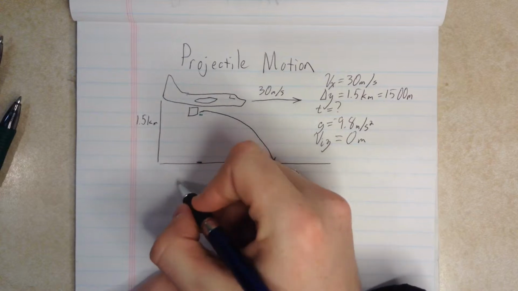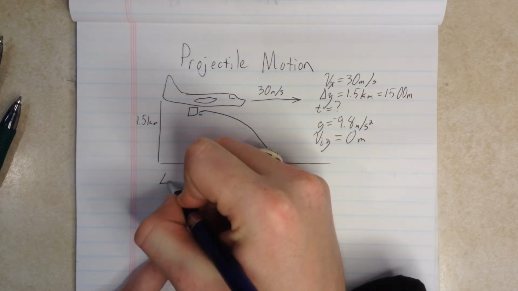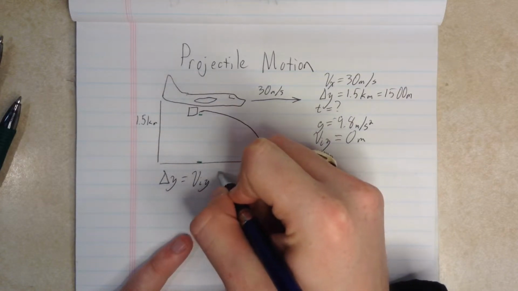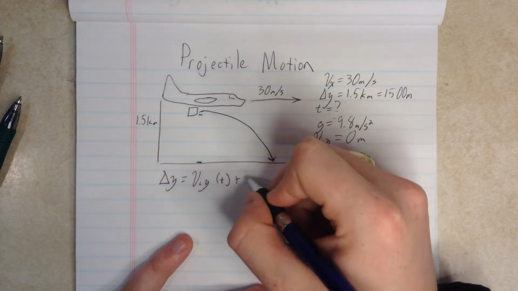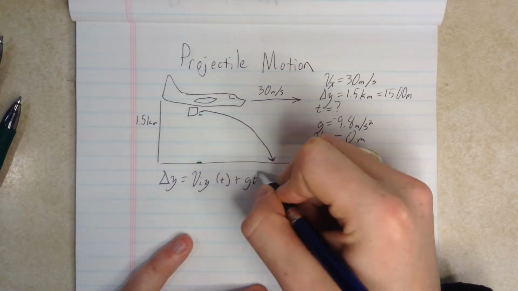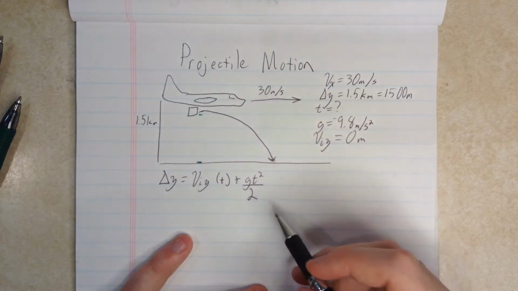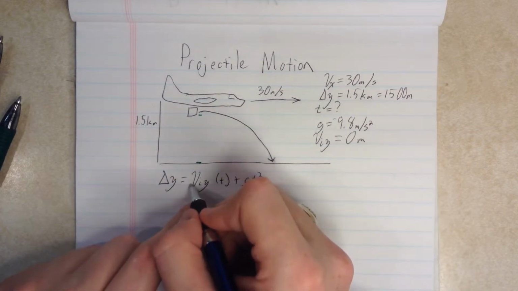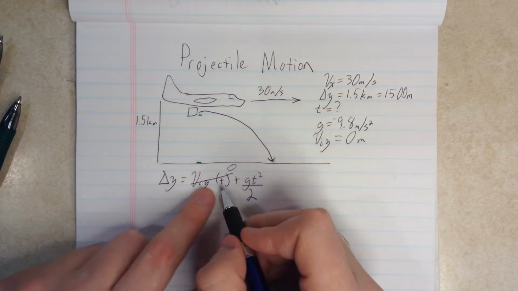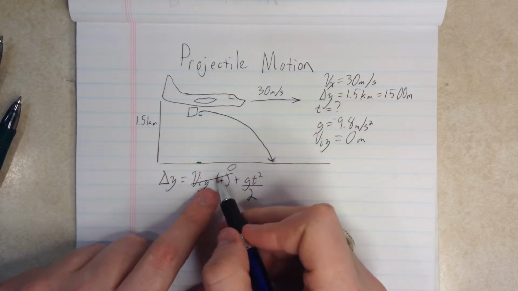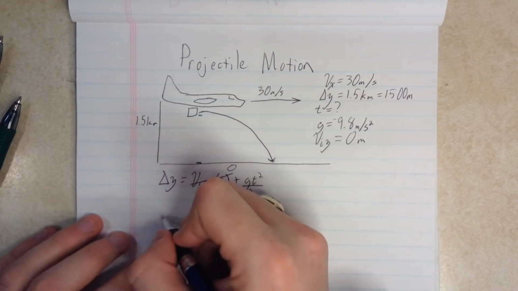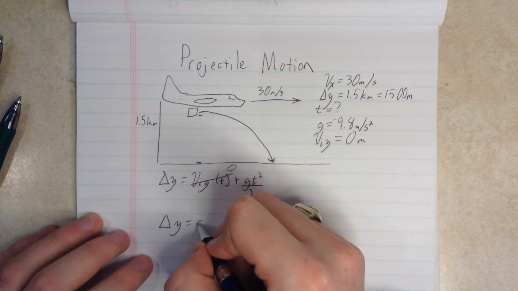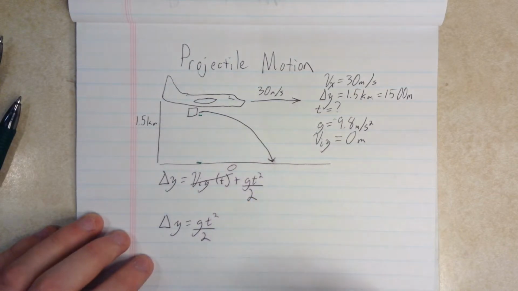So the next thing that we'll do is select an equation. The equation that we will need to use for this is delta y equals Viy times time plus g t squared over 2. We see very quickly that our Viy is 0, and so this whole term will be 0. When we multiply by time, it doesn't matter what time is, it'll wind up being 0. So we can simplify this to delta y equals g t squared over 2.